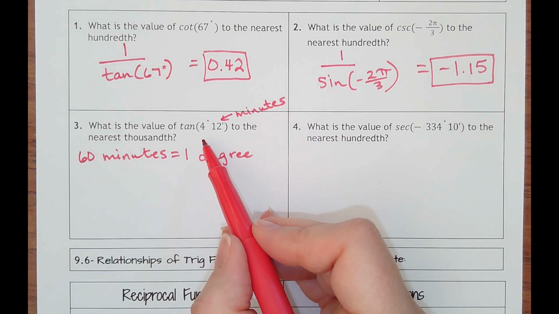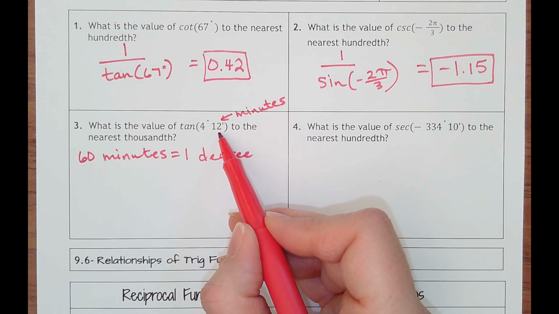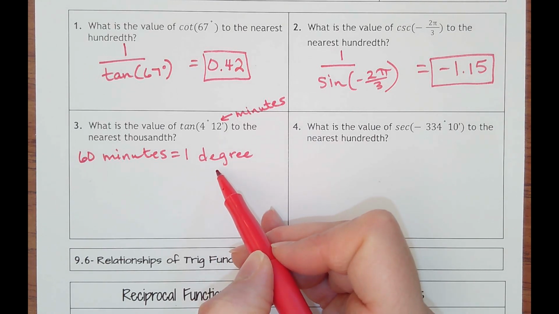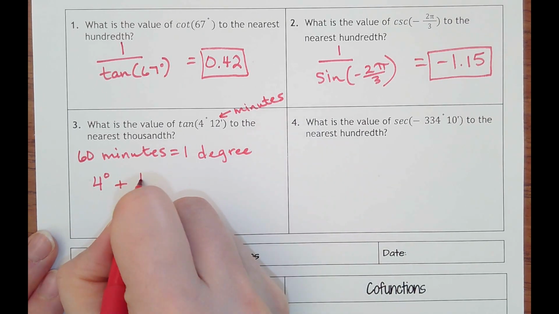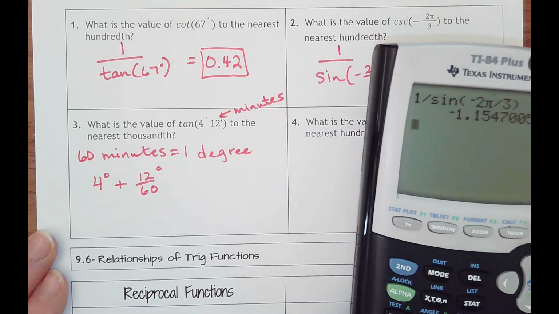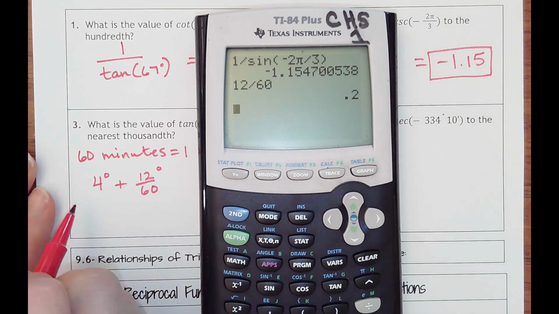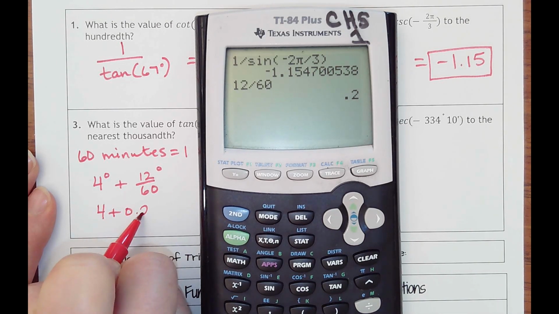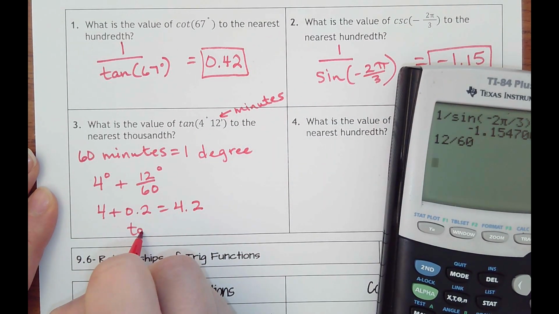So this is like a decimal or a fraction. This is saying 4 whole degrees plus 12 out of 60 of another degree. So let's think about that. 4 degrees plus the minutes out of 60 to make another part of a degree. So what I'm going to do is figure out what this is as a decimal. I'll take 12 divided by 60, it's 0.2 or 2/10. Add that to 4, so obviously that's 4.2 or 4 and 2/10. That's what I'm finding tangent of.